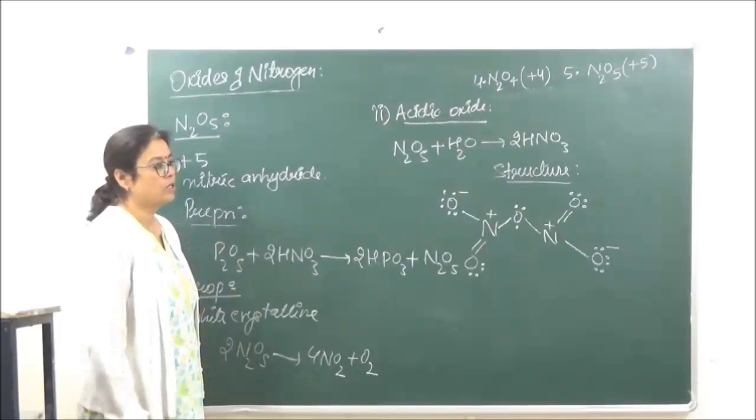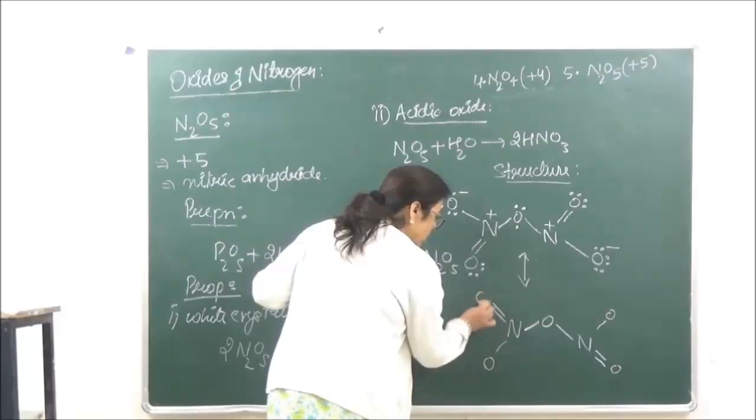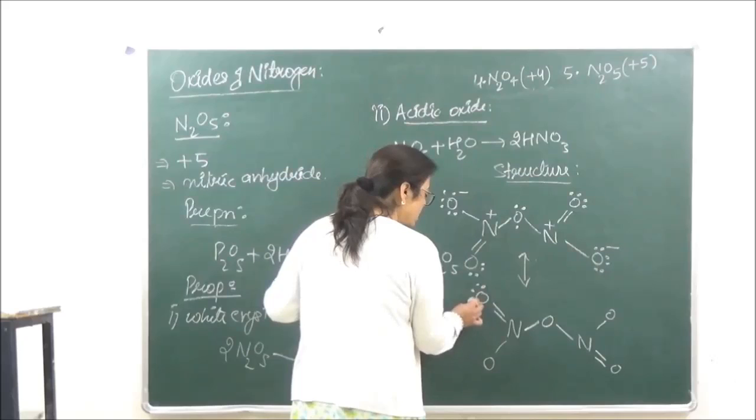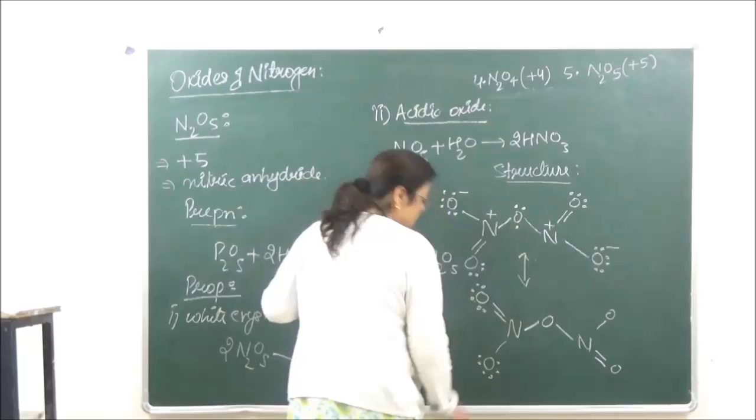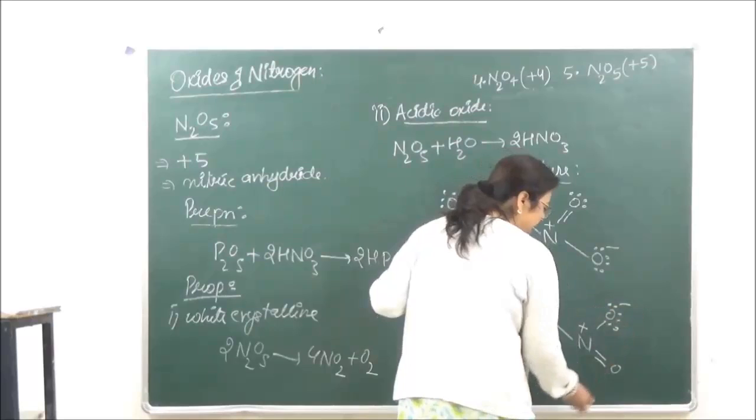Okay. Aur jab iska resonating structure hum banayenge, this is going to be the resonating structure. So again we have 4 electrons here. Okay. We have 6 electrons here with a positive charge. 4 electrons here. 6 electrons here with a negative charge, and we have 4 electrons here.